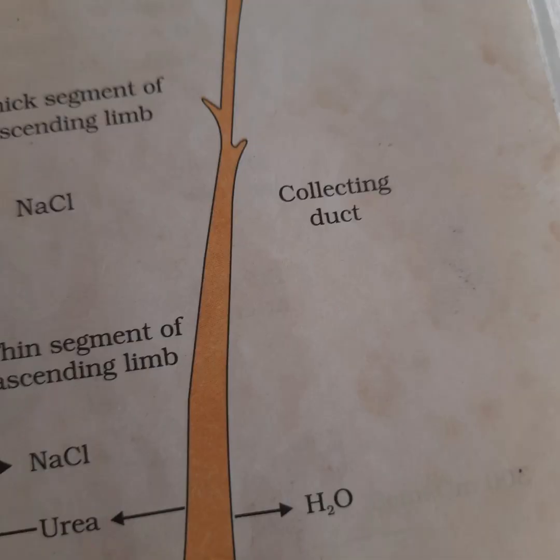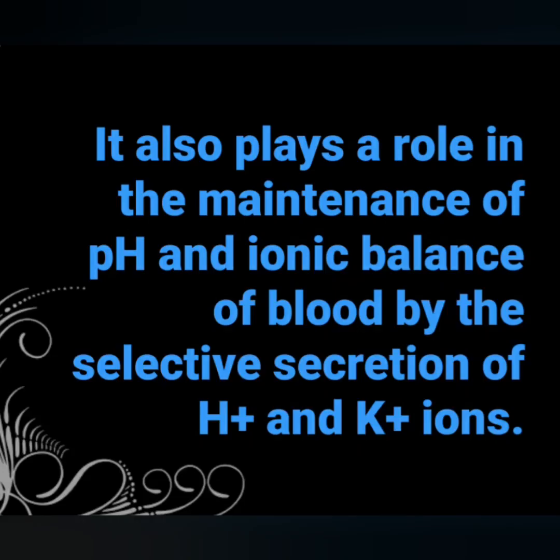So this collecting duct also plays a role in the maintenance of pH and ionic balance of the body. This is done by the selective secretion of hydrogen ion and potassium ion. Hence, it plays a role in the maintenance of pH and ionic balance of the blood. Hope you understood the function of the tubules well.